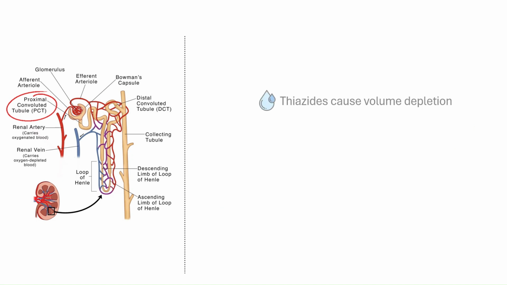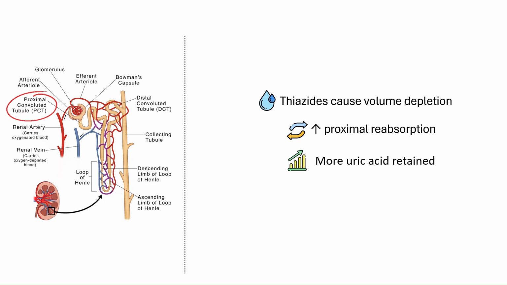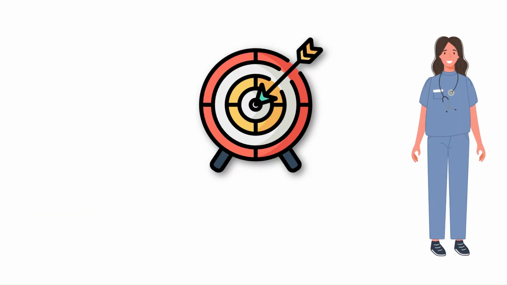Thiazides can cause mild volume depletion, which signals the kidneys to conserve fluid by increasing reabsorption in the proximal tubule, including reabsorbing more uric acid. So, it's a triple hit.